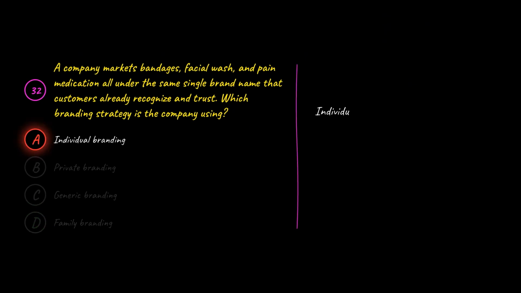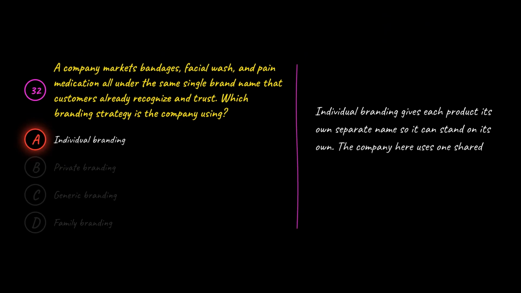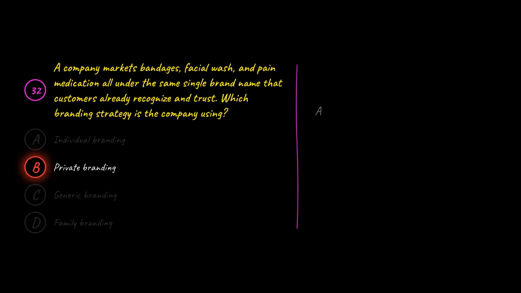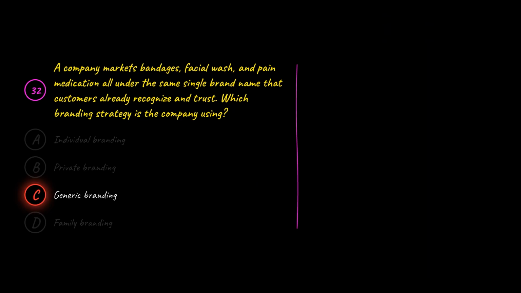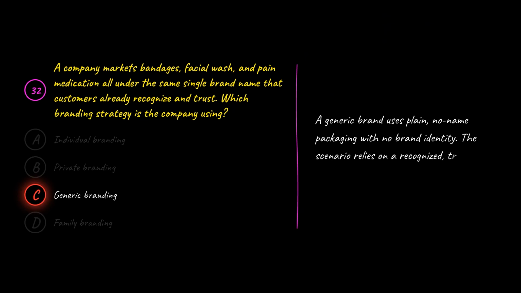A is wrong because individual branding gives each product its own separate name, so it can stand on its own. The company here uses one shared name, not distinct names, so it is not individual branding. B is wrong because a private brand is manufactured for and sold under a specific retailer's name, such as a store's own label. These products carry the company's own single brand, not a retailer's label. C is wrong because a generic brand uses plain, no-name packaging with no brand identity. The scenario relies on a recognized, trusted name, which is the opposite of generic.